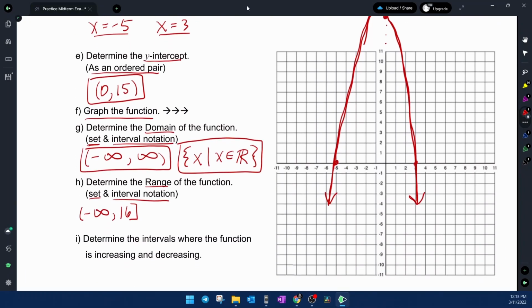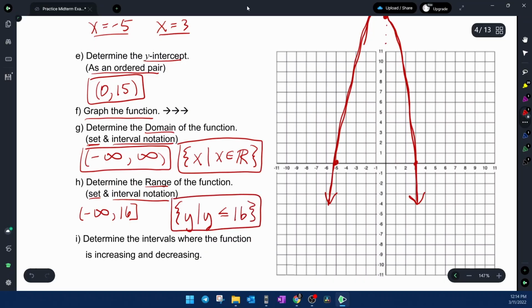Also notice that the interval notation has to be from bottom to top, so that's why we went minus infinity up to 16. And then for the set notation, that would be the set of all y, because the range are the values that y can be, such that y is less than or equal to 16. Notice that this graph will include every y value from 16 and below, everything less than or equal to 16.